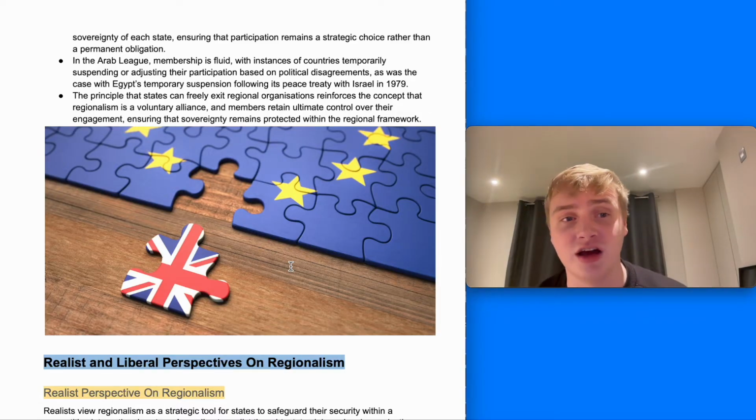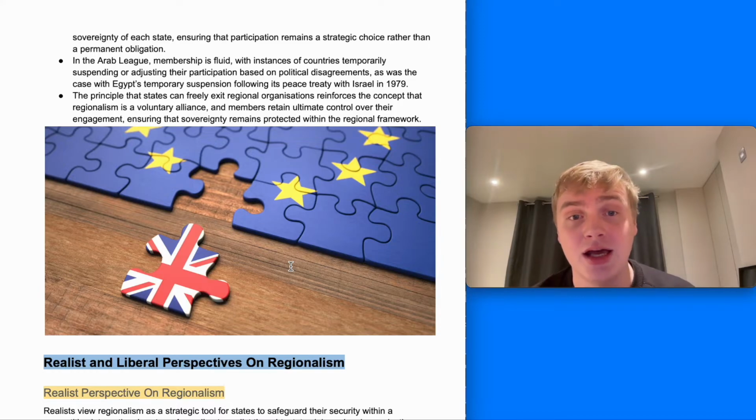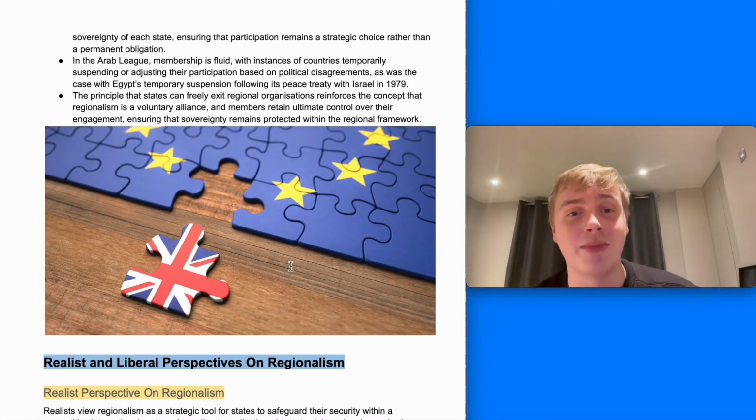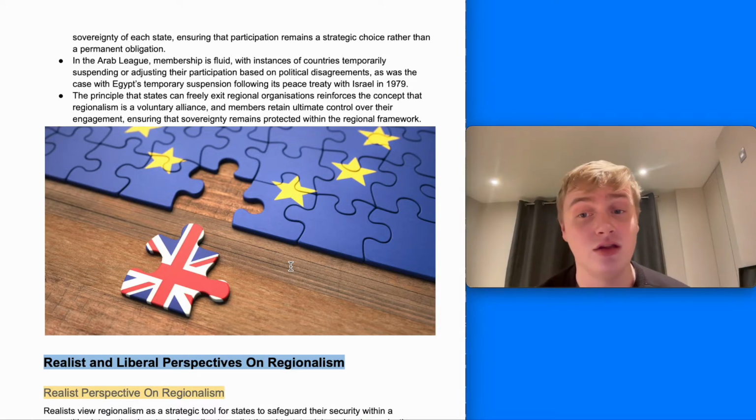This simply reinforces the idea that regionalism is voluntary and member states can regain complete control over their engagement, complete control over their economies and national decision making by leaving an organisation, as the UK did with Brexit.